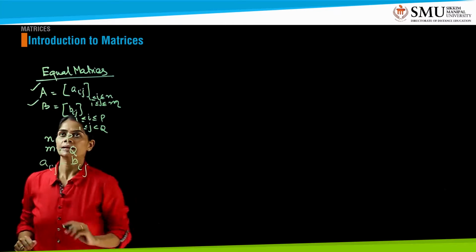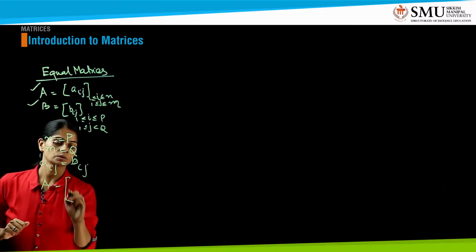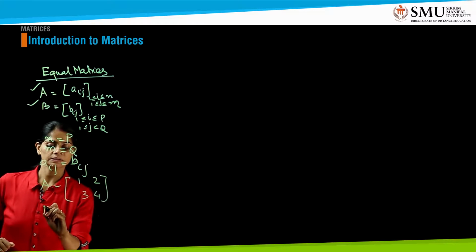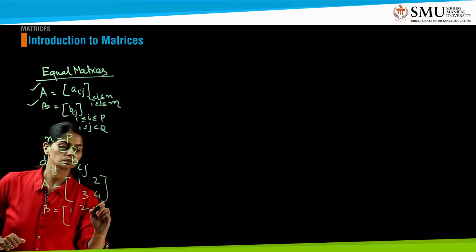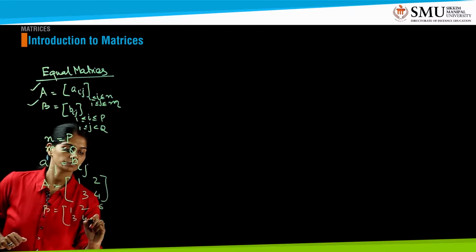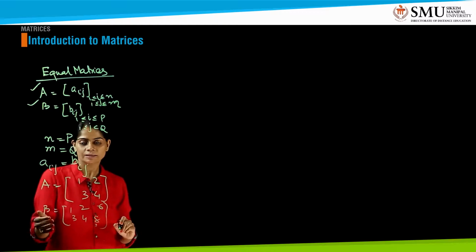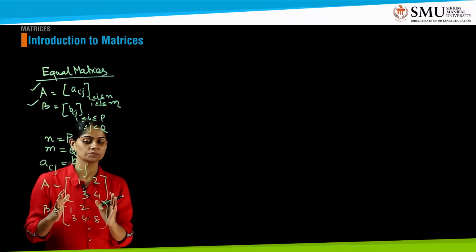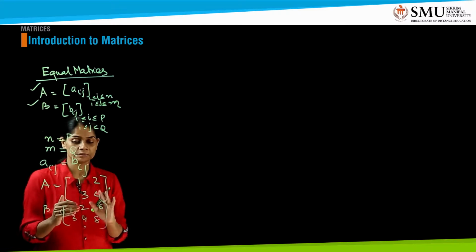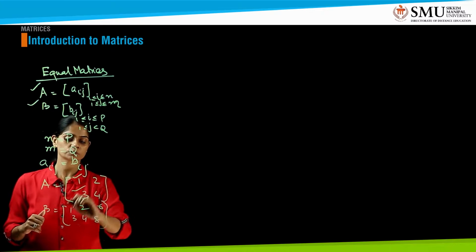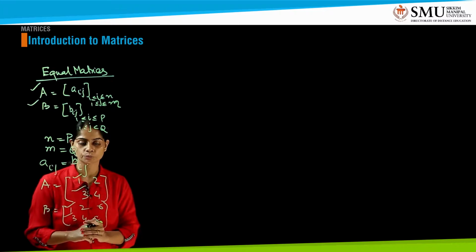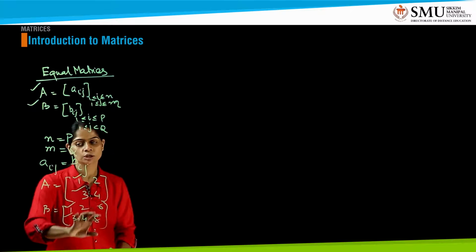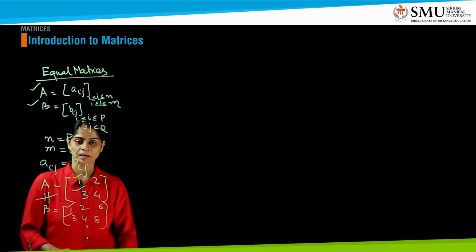For example, let us suppose A is equal to 1, 2, 3, 4 and B is equal to 1, 2, 6, 3, 4, 8. Can you check whether these two matrices are equal? First check that the number of rows of both matrices is equal. For this matrix the number of rows is 2, and for this matrix also 2. Here the number of columns is 2, but here the number of columns is 3. So these two matrices are not equal at all.